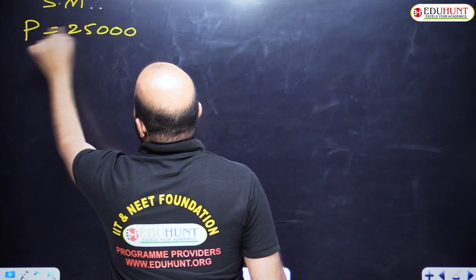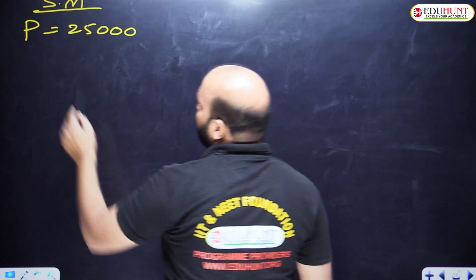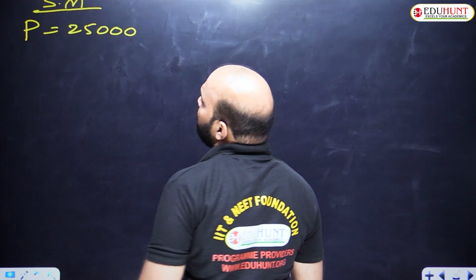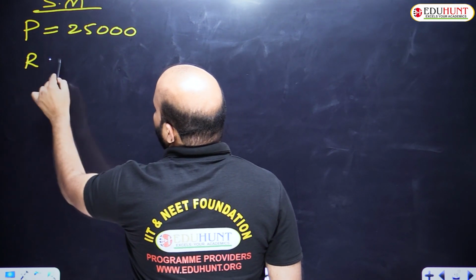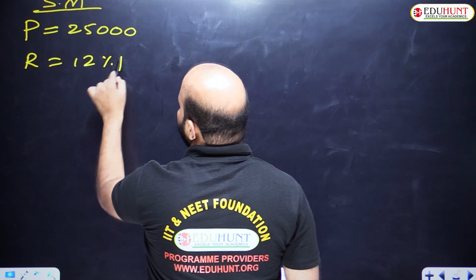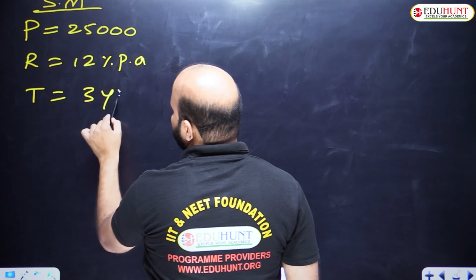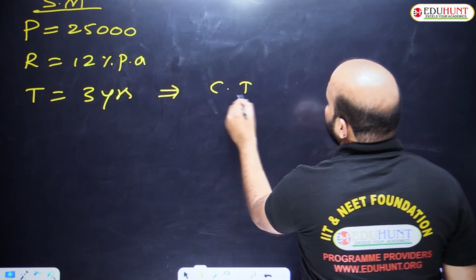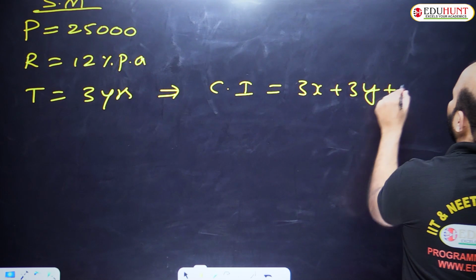This is shortcut method. It's very easy to calculate the compound interest by using the Pascal method. P equals 25,000, rate of interest 12% per annum. Time, how many years given? 3 years. So for 3 years, the compound interest formula is 3x plus 3y plus z, already explained that, Pascal triangle.